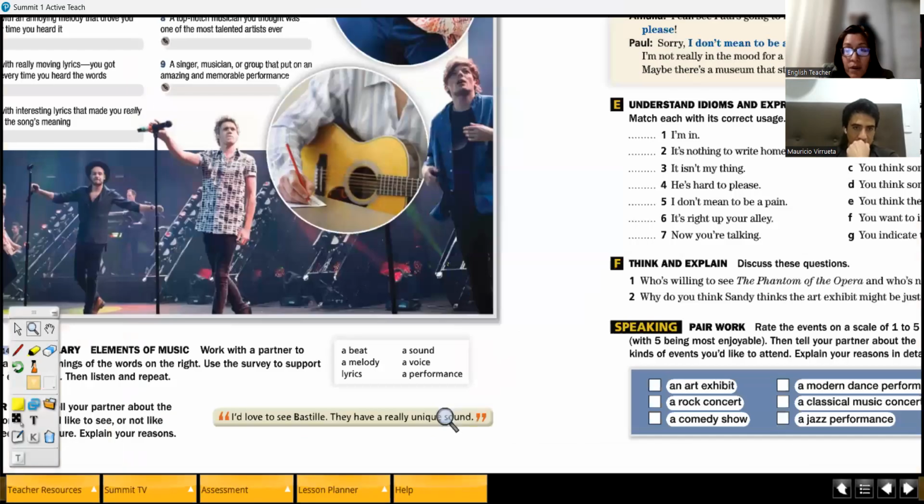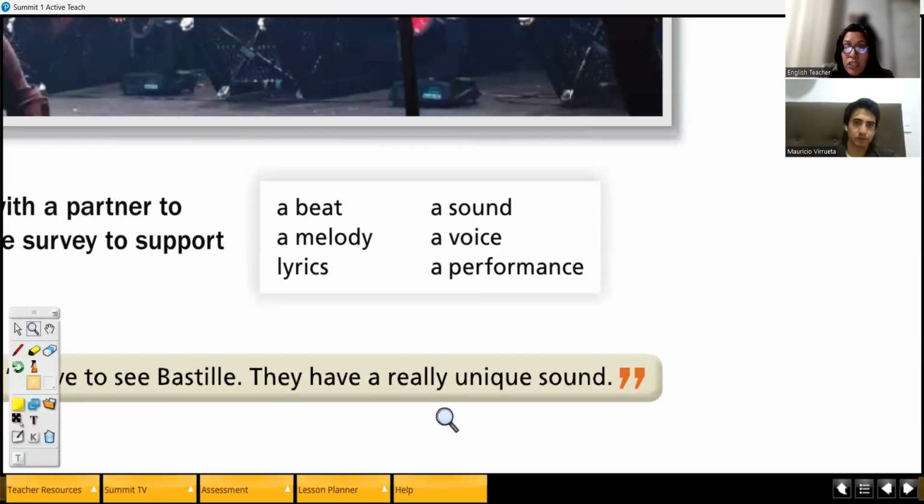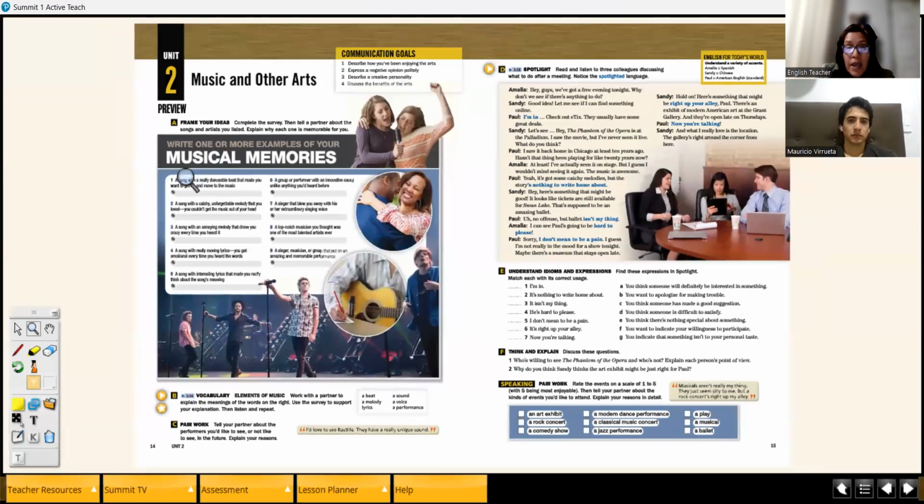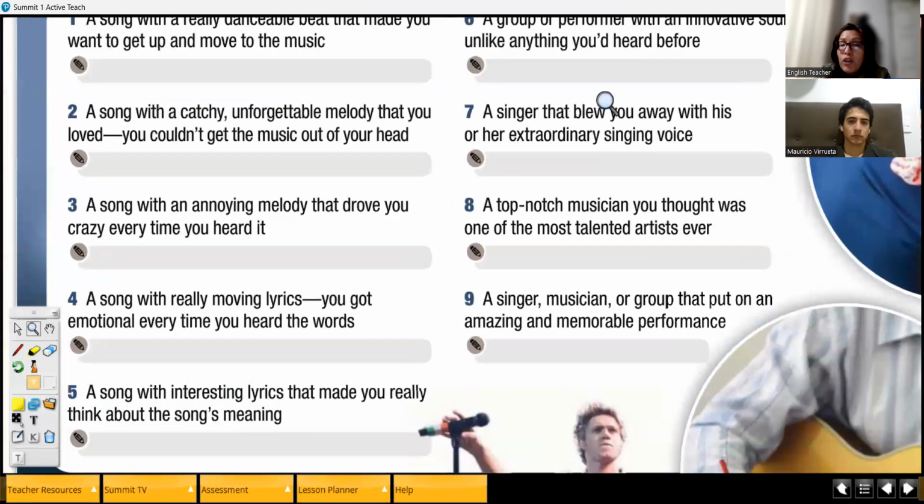So we have some vocabulary here. For example, a beat, a melody, lyrics, a voice performance. Also, vocabulary that I like is, for example, blew you away. It's like when you say something that made me crazy. So you can talk about something that blew your mind or blew you away, something that was incredible. So it's a good phrase that you can use. Something that blew you away.